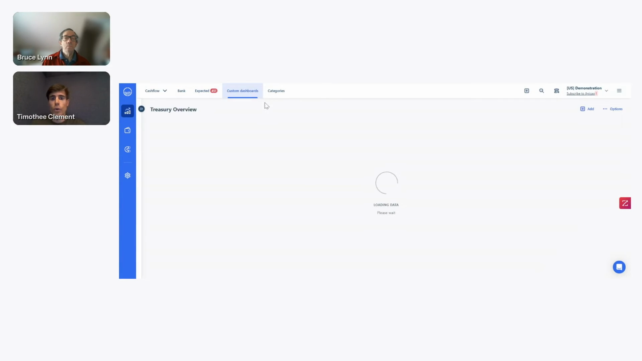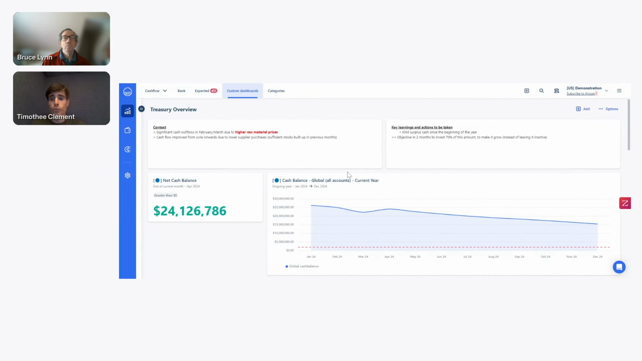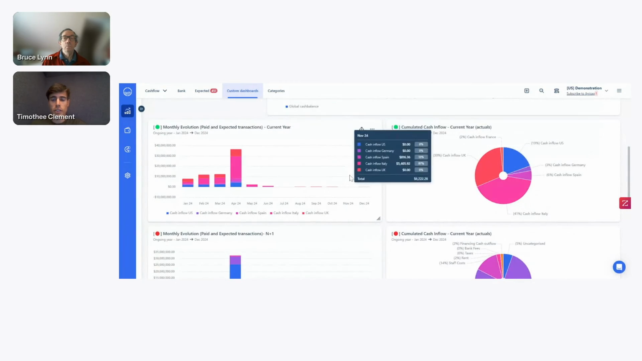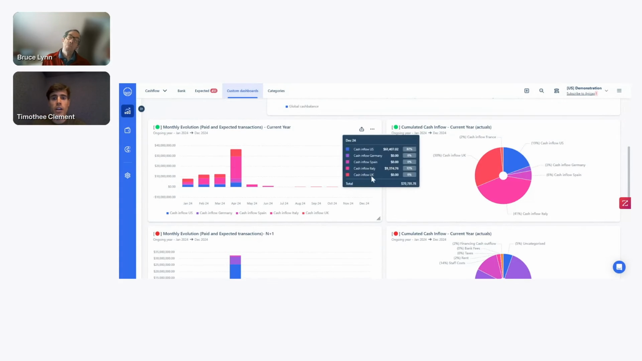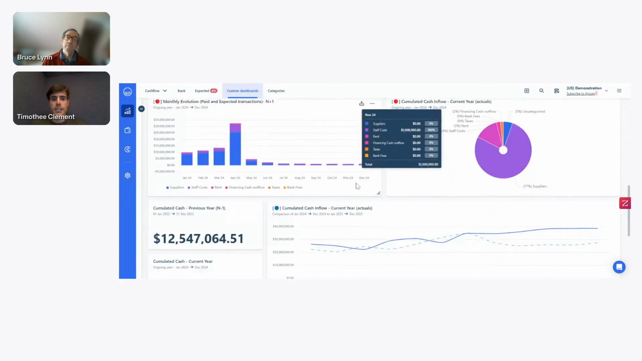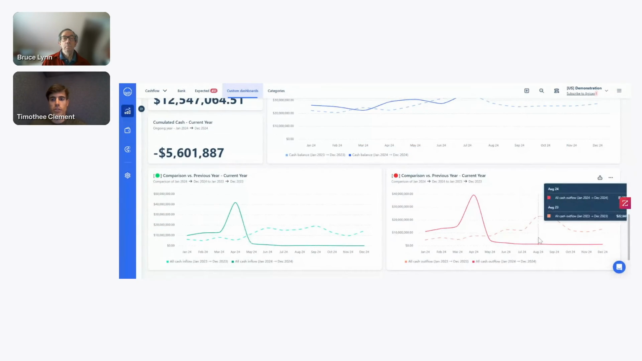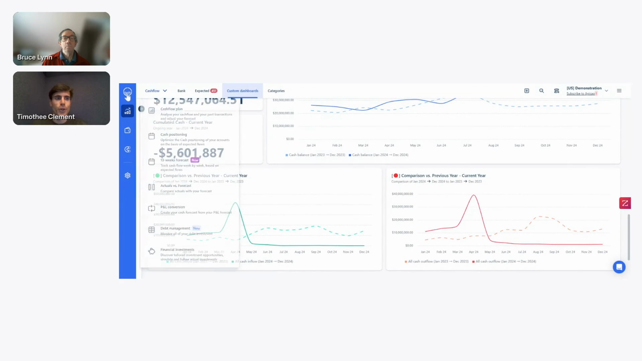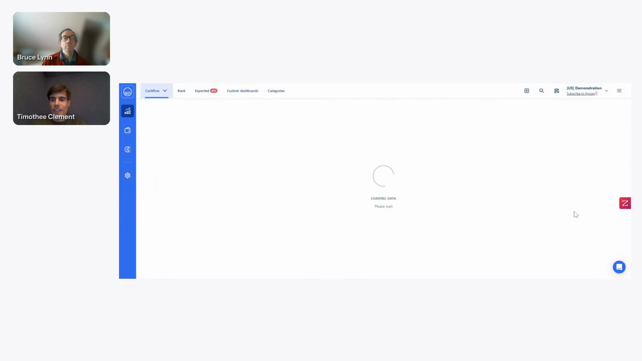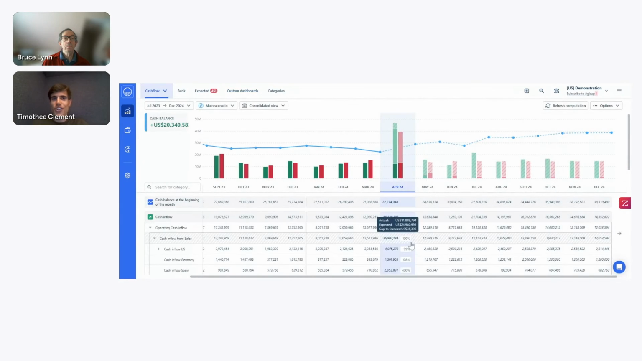Finally, reporting. You will be able to create custom dashboards to report, for example, to a private equity investor on a regular basis. Those reports can be customized and you can pick from a library. This can be exported to PDF or to Excel. So that's it for the short introduction of the platform.